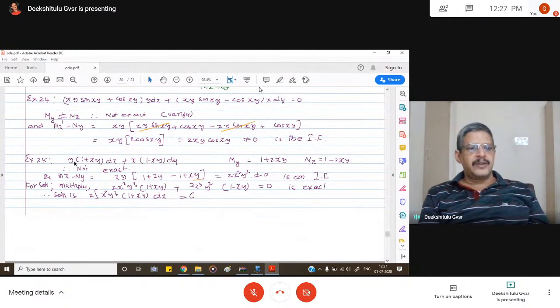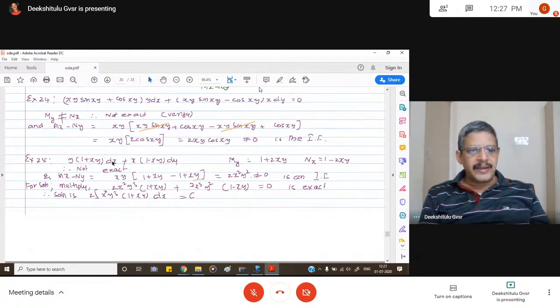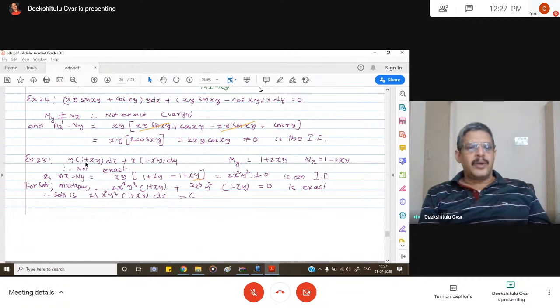Another problem is y into 1 plus xy, here also x into y, into y dx. Here 1 minus xy, x into y, x dy. So it's in the same form. So dou M by dou y: this is y plus xy square, so dou M by dou y is 1 plus 2xy, and dou N by dou x is x minus x square y, so 1 minus 2xy. So they are not equal.